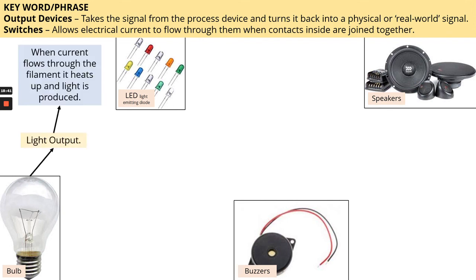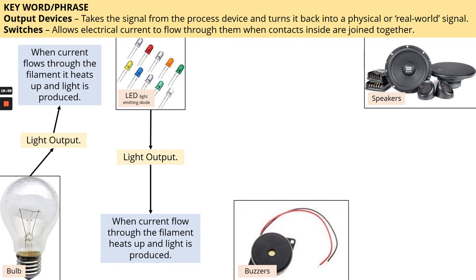This is a light output. So when current flows through the filament, it heats up and light is produced. This is an old school filament bulb. Make sure we're adding our notes in our booklet. The second one, LED, light emitting diodes. They are also a light output, and they also light up when current flows through them. When I say current, I mean electrical current.